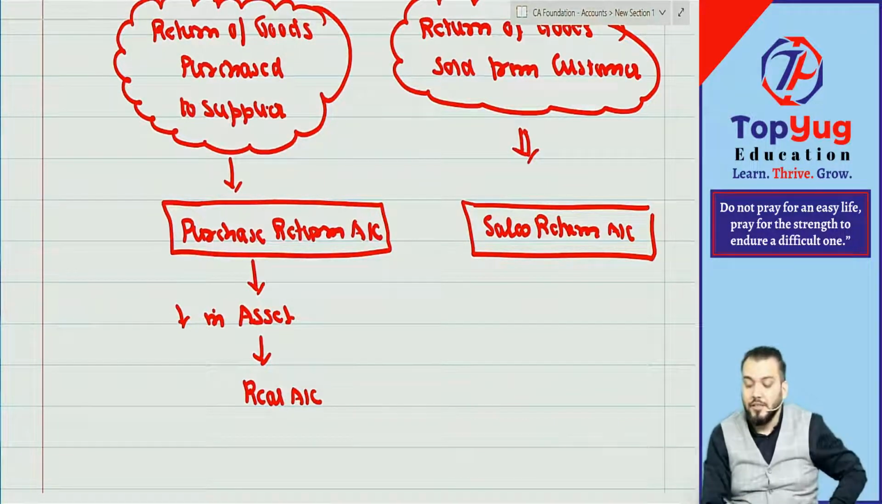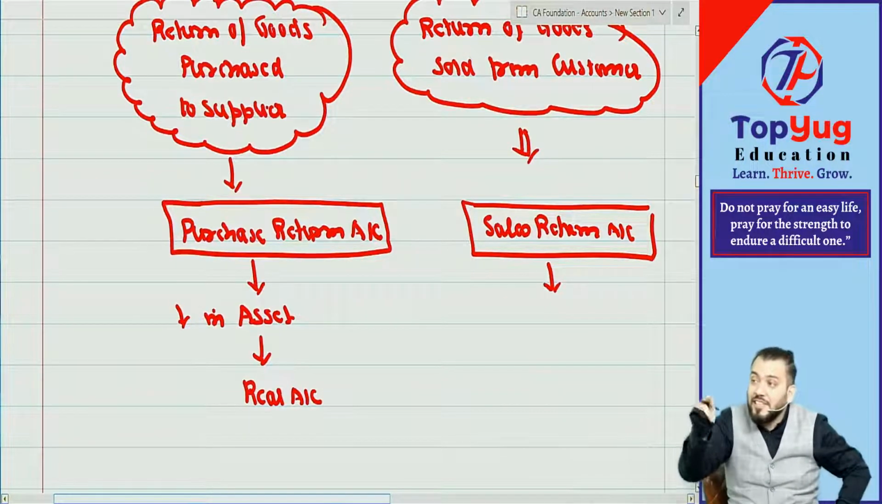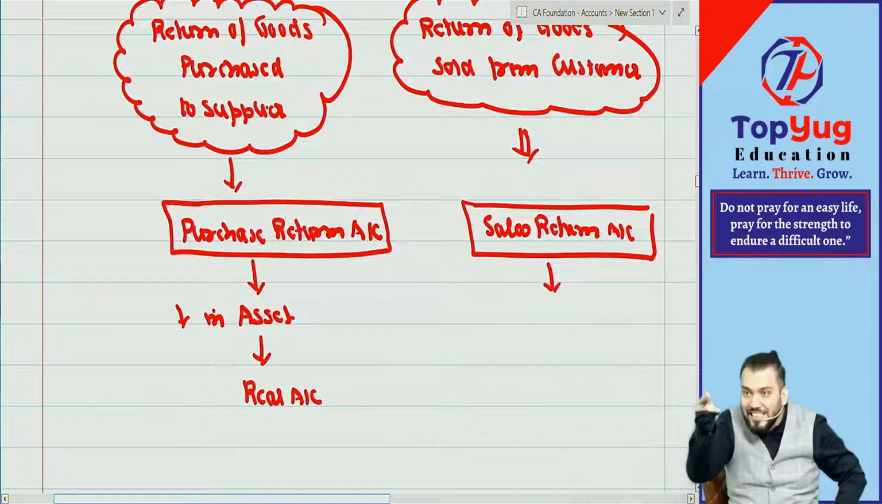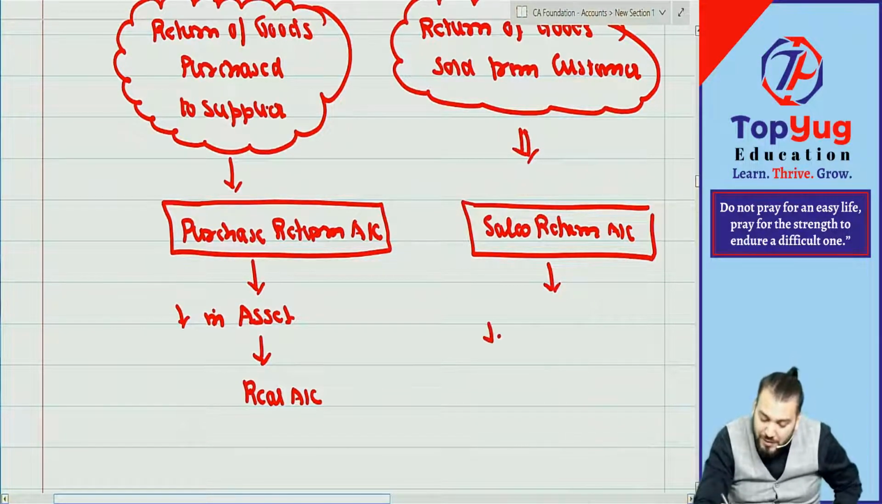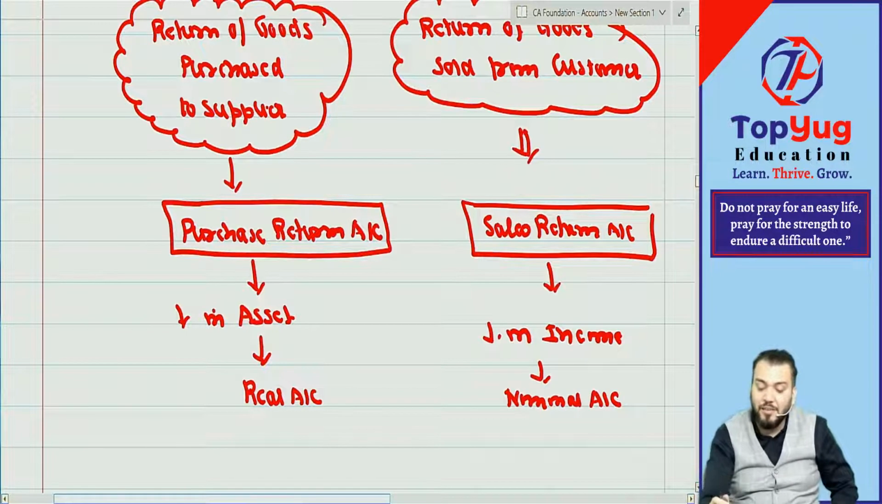Understood. Similarly, sales return is the opposite of sales. Sales means increase in income. So sales return will be what? Decrease in income. So if income is nominal, then decrease in income will also be what? Nominal account.